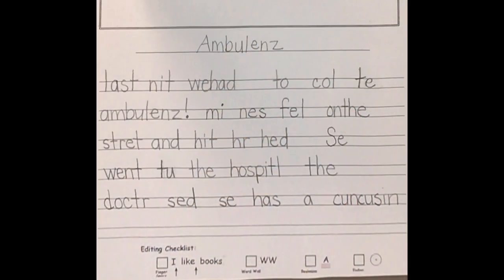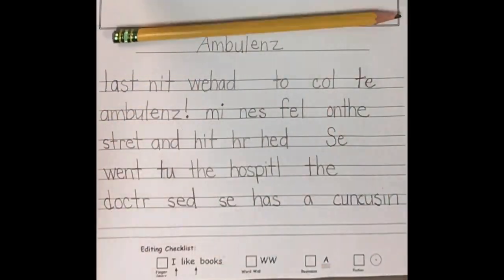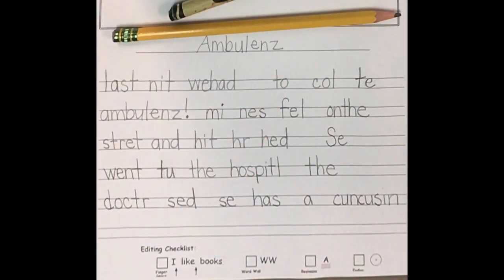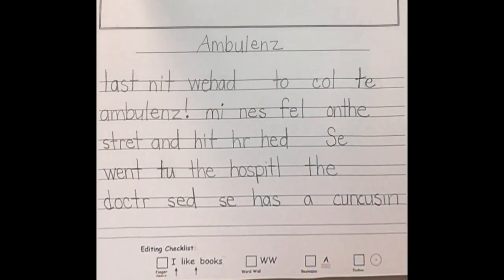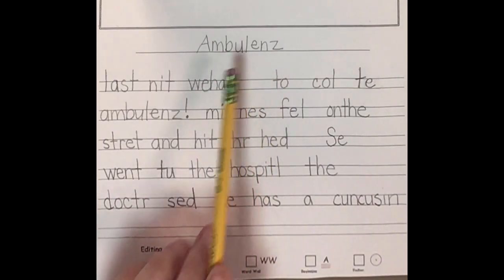All right, friends, for writing today, you need a pencil, a green crayon, and a red crayon. You notice that I've already finished my writing for today because today we are focusing on our editing checklist, which is at the bottom of your journal paper. Now, the first box says finger space. So I'm going to go back in my writing and make sure that I put a finger space in between each word. So let me reread my work.